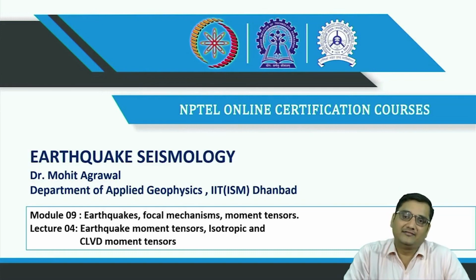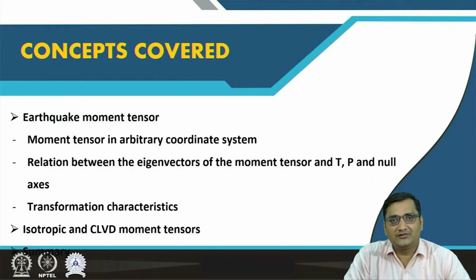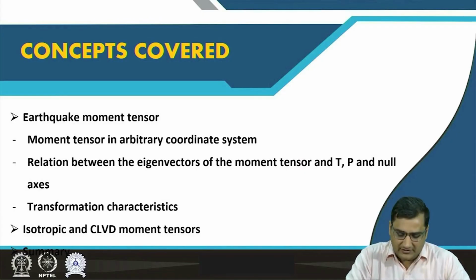Hello everyone, welcome to lecture 4 of module 9. In the lecture today, we are going to cover the following concepts. First, we will continue with the earthquake moment tensor that we started in the previous lecture. Today, in the context of moment tensors, we will see the moment tensor in an arbitrary coordinate system, and also we will see the relationship between the eigenvectors of the moment tensor and the T, P and null axes.